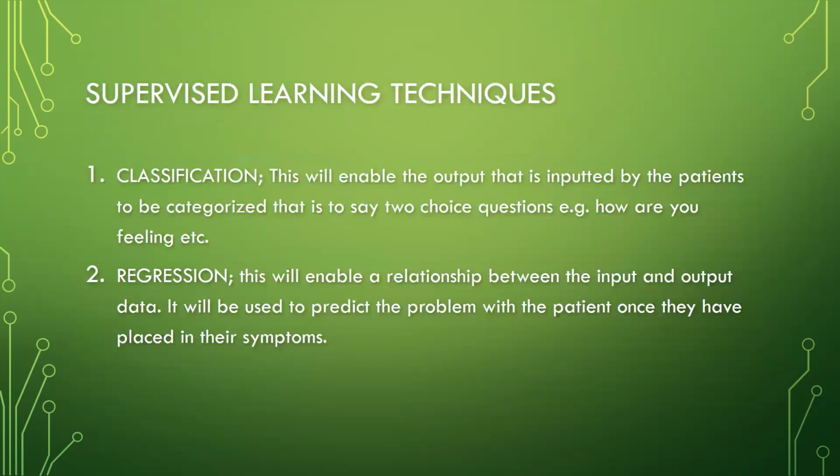As we move on, there are two techniques under supervised learning. The first one is classification, and the second one is regression. Classification enables the input from the patients to be categorized, like the two-choice questions I told you about before. Once they put in the information, it will be kept for that patient. If patient one puts in all their data, it will be kept in one folder or file, in a part of the system.